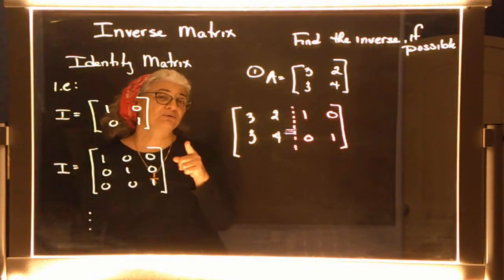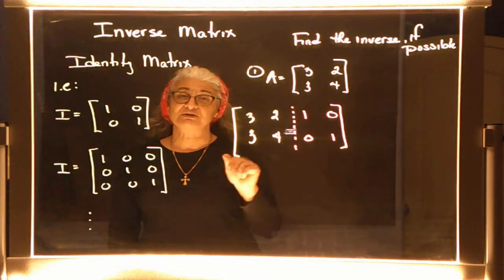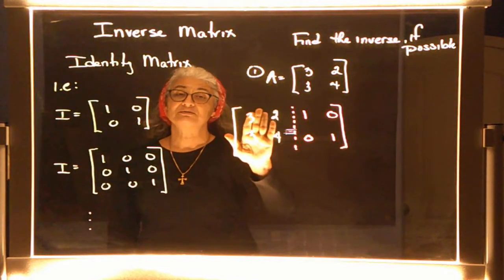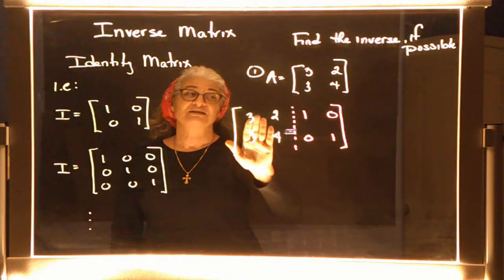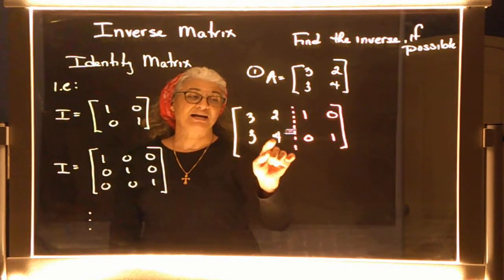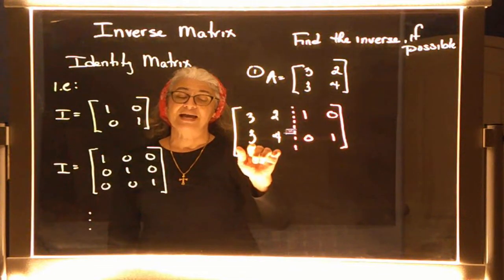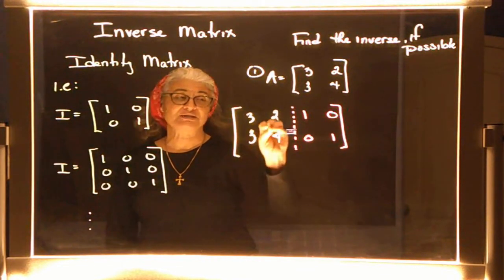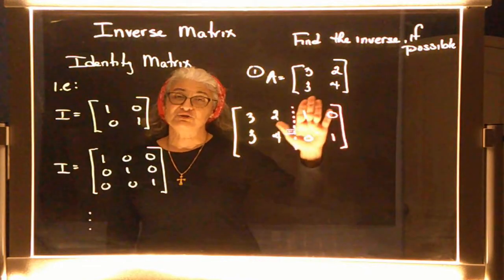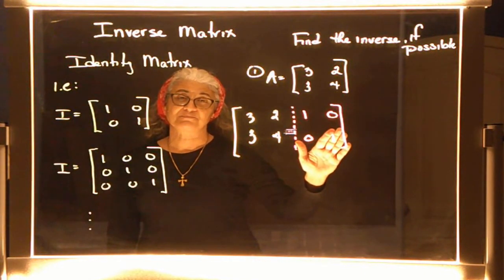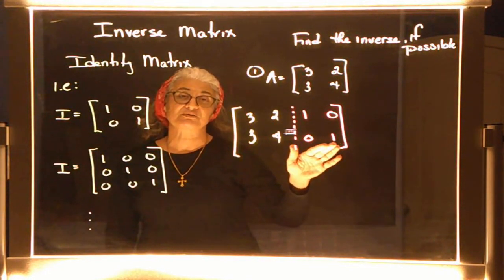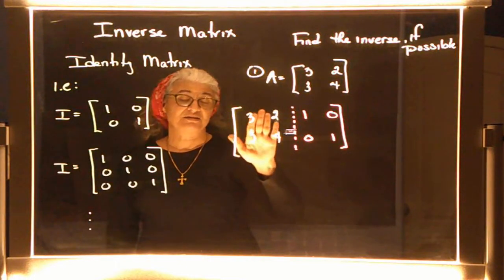And your goal is to do Gauss-Jordan elimination on this. Your goal is to, on the left side, the original matrix, get ones on the diagonal and zeros everywhere else. And as you do the operations to make this the identity matrix, over here turns into the inverse matrix. Now, some matrices don't have an inverse, and I'll show you what happens with those. But understand, this is your setup.